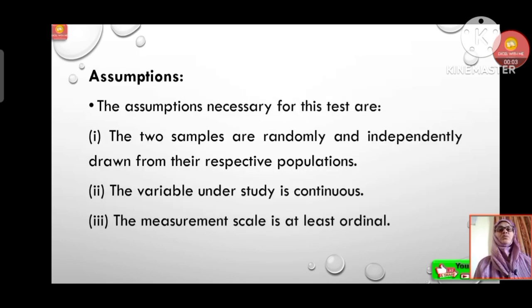Now let's see what the assumptions are. The assumptions necessary for this test are: number one, the two samples are randomly and independently drawn from their respective populations. Two, the variable under study is continuous. Three, the measurement scale is at least ordinal.